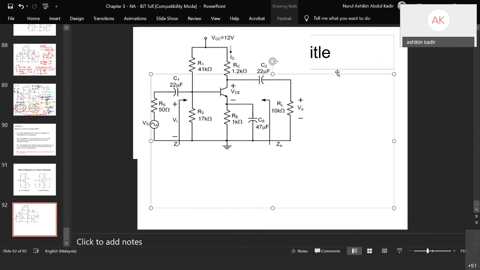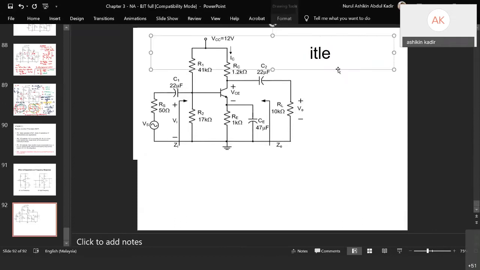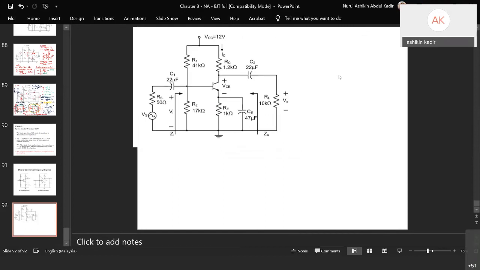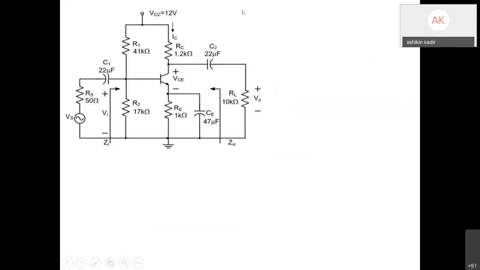Okay, so everyone has this circuit, right? Can you see my circuit over here? Yes. Yes. Yes. Drink first, then test. Okay, take your pencil and calculator.